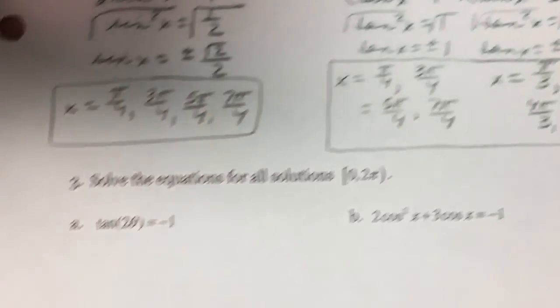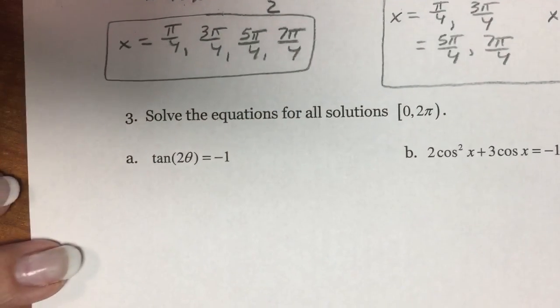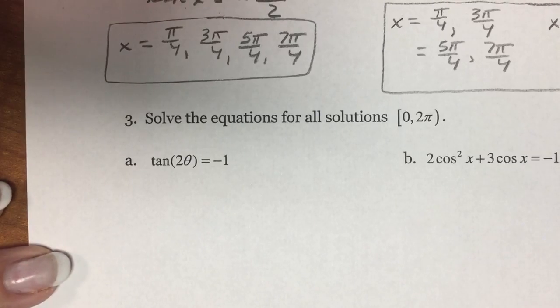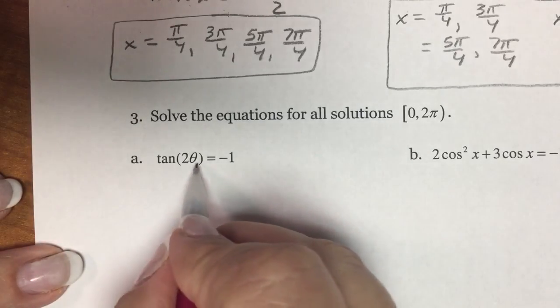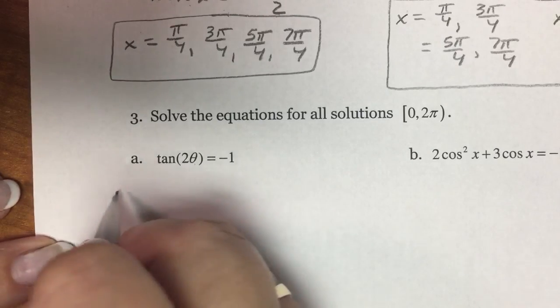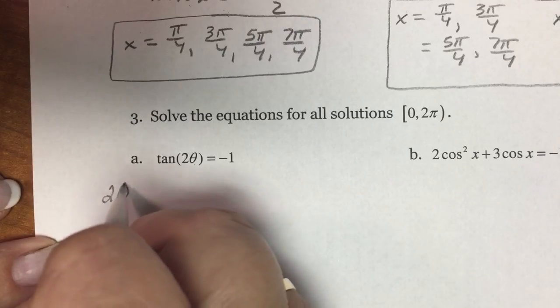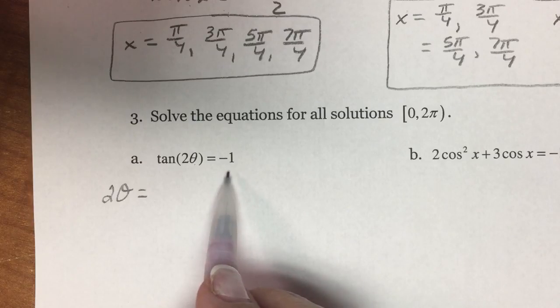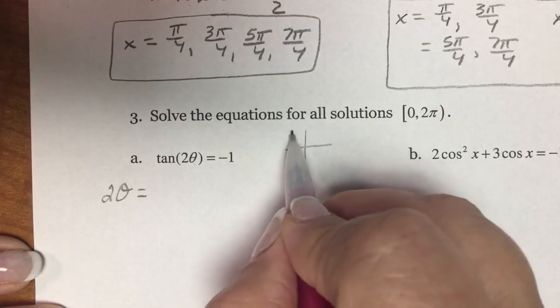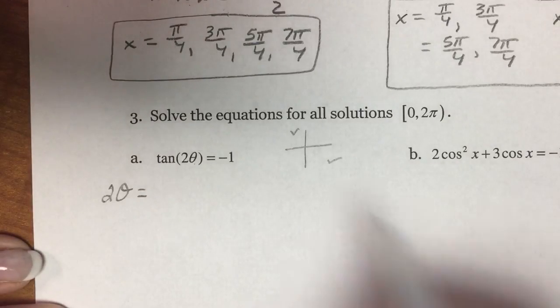All right, let's look at 3a now. How does that change the situation? Well, it's already solved for tan, right? So what you're going to do is the following. Instead of saying theta equals, which by the way is the same thing as having an x, you would have 2 theta is equal to. Now, what angles have a tangent of -1? Well, remember tangent is negative in those 2 quadrants.